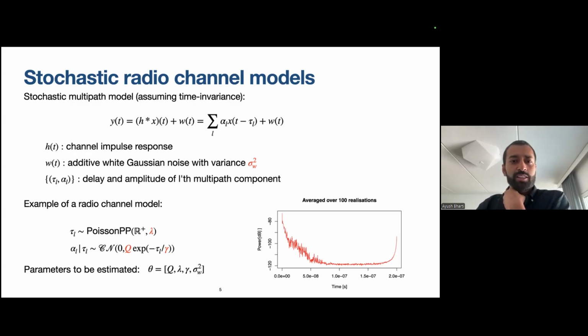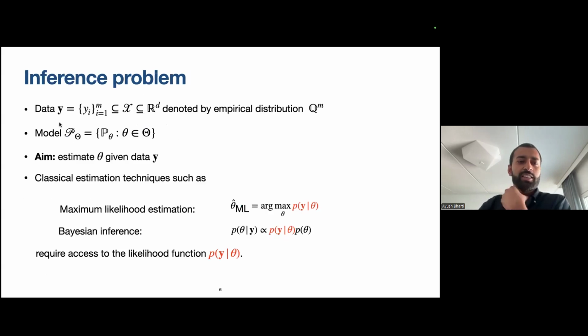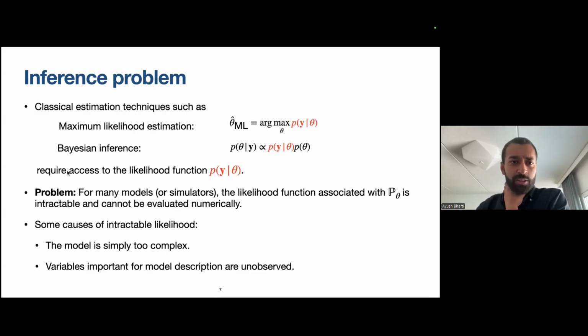Now, if you want to do inference of this model using this data that I showed you, at least the simulated ones, classically we would want to estimate theta given this data, and if we are frequentist, we would maximize the likelihood of this model. If we're Bayesian, then we'll sample from the posterior, which is also proportional to the likelihood. However, since we are in this seminar talk, we won't have access to this likelihood function, which is what happens for most simulators, and also for this particular model that I just talked about.